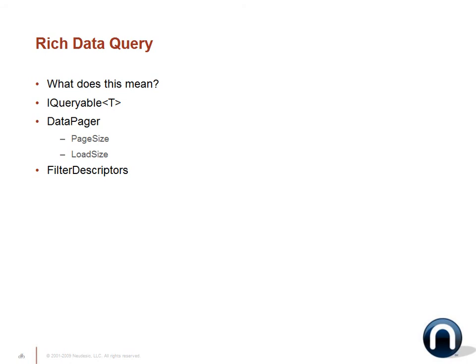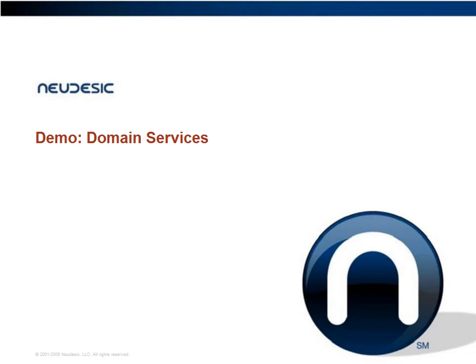A data pager control that's included, I think, with the SDK lets you control how many results to display per page and how many results to load all at once, so you can do some client paging easily. And filter descriptors that let you pass parameters to your IQueryable method. So this is really where we start to see some of the cool stuff that RIA Services can do.